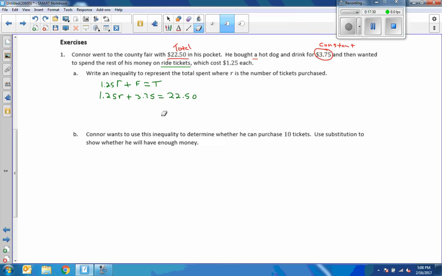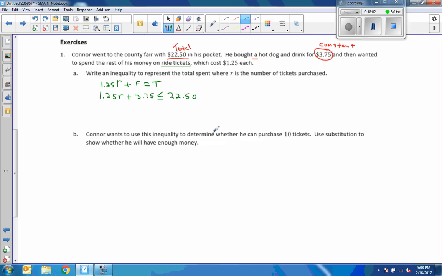Okay? Alright. What we need to keep in mind is it's an inequality. So this has to be less than or equal to the money he has. You can't spend more than you have. Okay? They don't take IOUs at fairs. So here's our inequality. Now it says B. So write an inequality to represent the total. That's all it asks for. So there's my inequality.